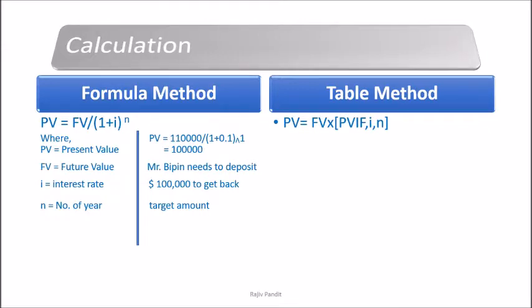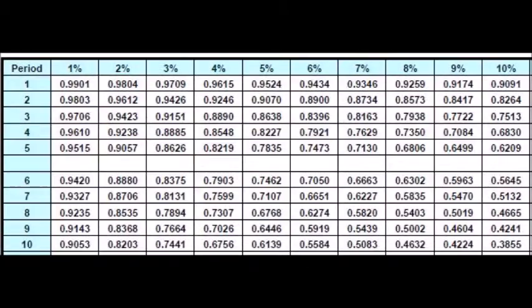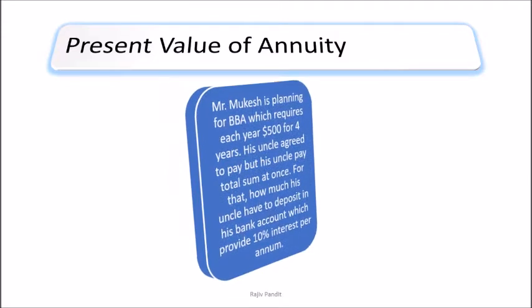Let's turn to the table method. PV equals FV times PVIF in nth year at I%. Now PV equals 1,10,000 into PVIF at 10% in 1 year. Now we get 1 lakh. The factor 0.9091 comes from the table. Now see the table. Here we have to choose the rate at 10% in the first year.